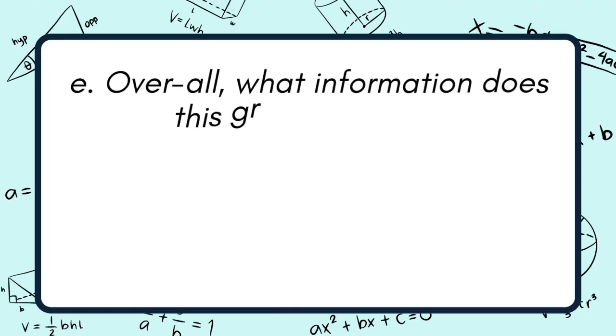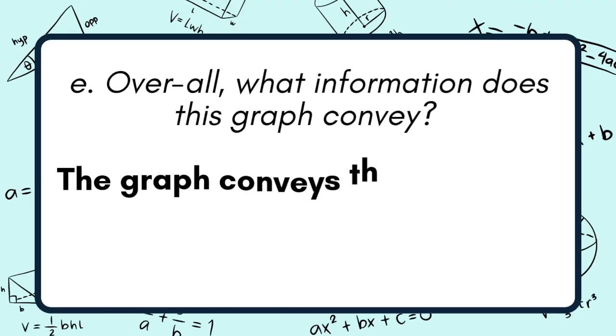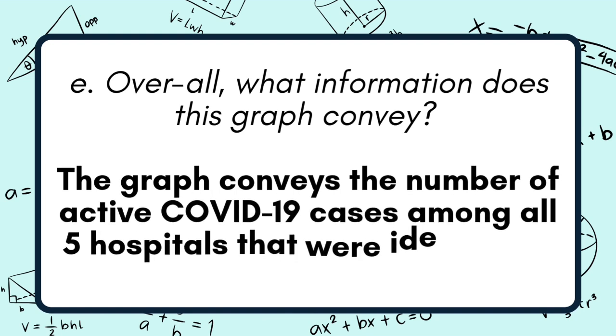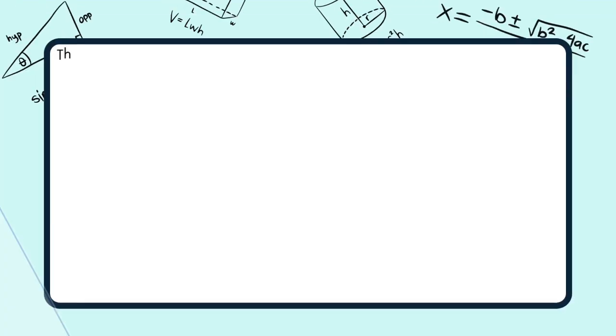Okay. Letter E, overall, what information does this graph convey? The graph conveys the number of active COVID-19 cases among all 5 hospitals that were identified based on the groups. So, children and adult. Hindi pa doon kasama kung ilan ba doon ang male or female. So, you can do another graph about that.